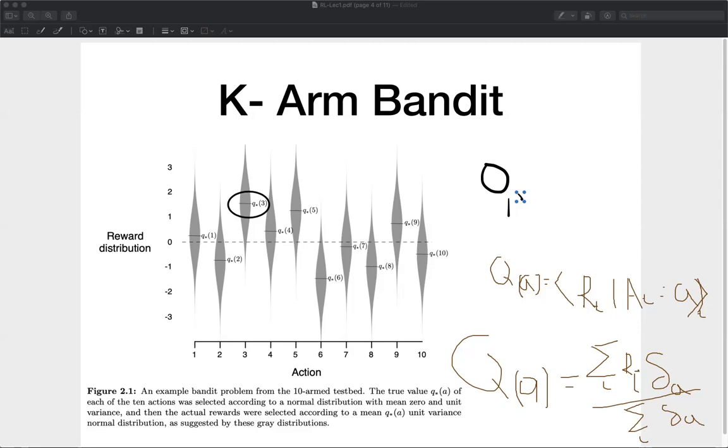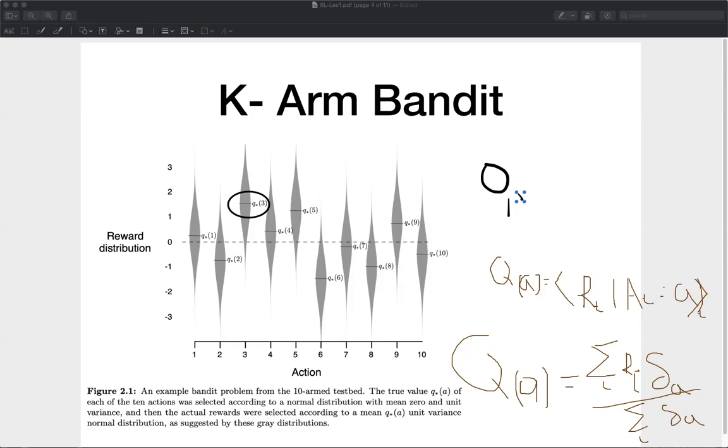Next time around, what do you do on the next turn? Let's say that on that first turn you picked arm 9 here, and you got some random number along this distribution. Maybe it was like here. Okay, what should you do on the next turn? Should you pick arm 9 again? Should you pick a new arm? What would you do?